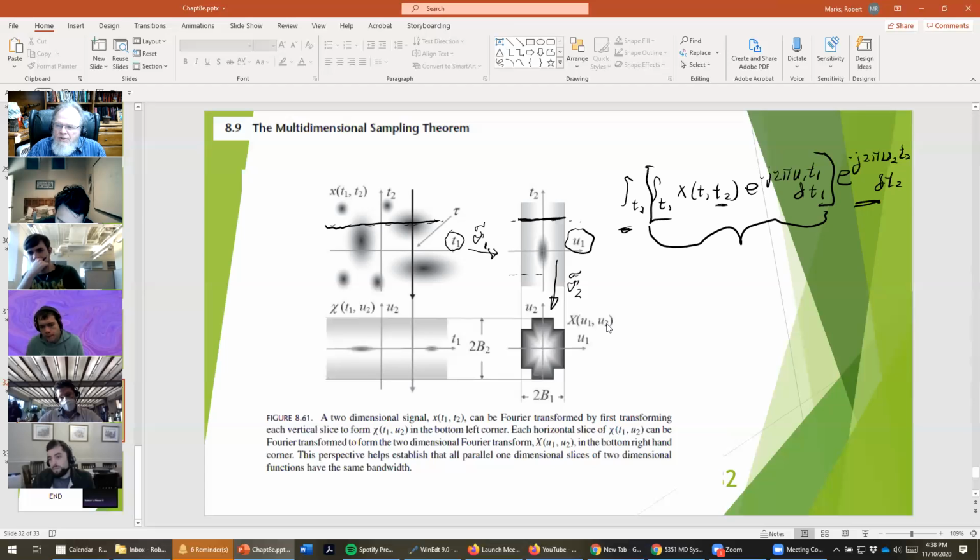Now we can go backwards too. We can take this result and we could do an inverse Fourier transform with respect to U1. So notice this is U2 and this is U1. I'm sorry, U2 stays U2. U1 goes to T1. And so we're taking the slices here, and the inverse Fourier transform of this slice is equal to this slice. So anyway, we can define it this way.